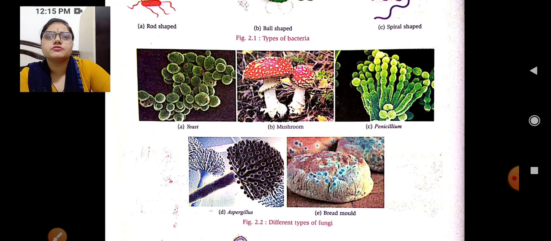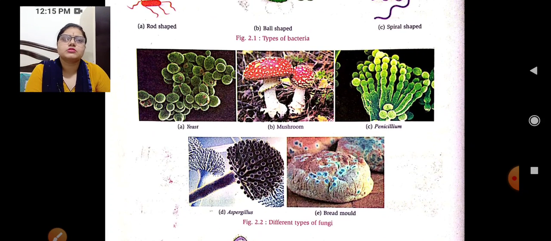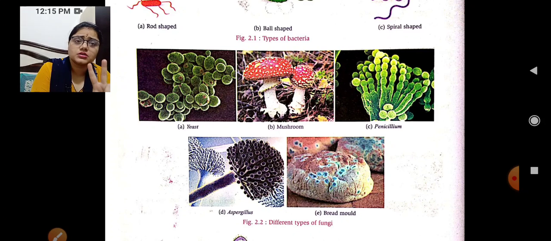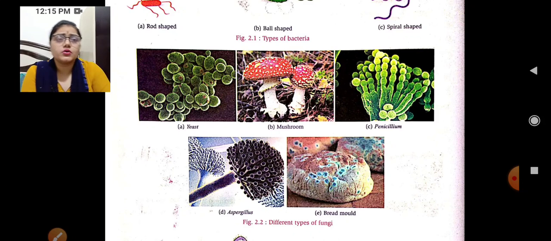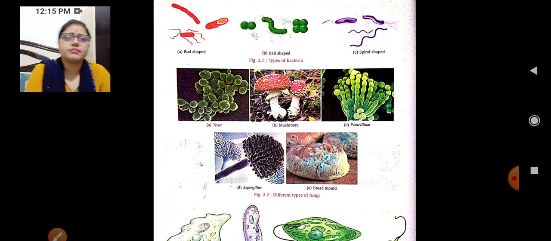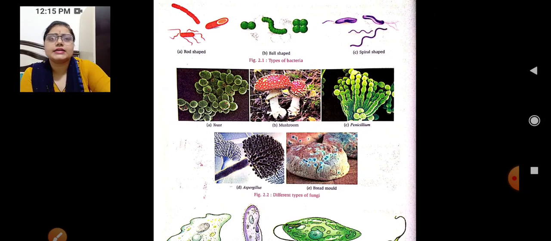It will be difficult for you to draw the different types of fungi, so you can draw any two. Any two diagrams from the types of fungi you can draw. You can choose yeast and mushroom. So only two diagrams from the types of fungi, and the shape types of bacteria and the protozoa you have to draw. These are simple diagrams, you may draw them. Clear? So these are the types of bacteria, fungi, and protozoa.